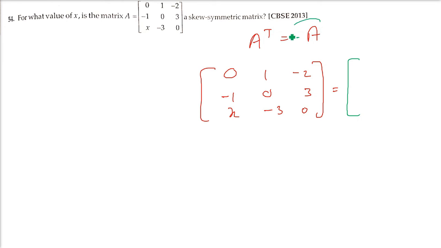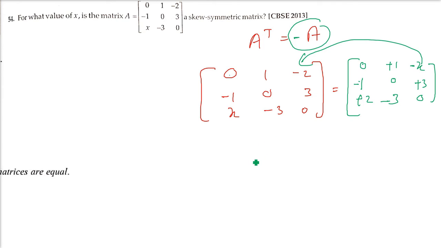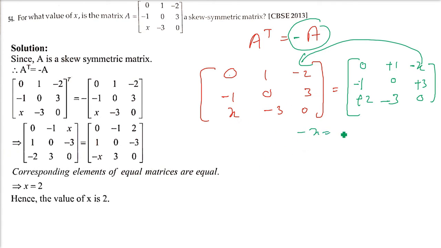Okay. Now let us take the transpose. Row will become column. 0, 1, minus 2 will be the first column. Negative 1, 0, 3 will be the second column. And x, minus 3, 0 will be the third column. Now we'll just change the sign because it has to be multiplied by negative. So just change the sign. So the minus x is minus 2 and x is 2. From the two equalities, in both the cases, x is going to be 2. From here, x equals 2. But you have to write like this, okay? This one.